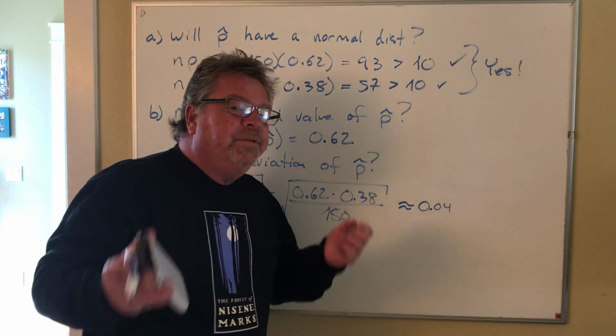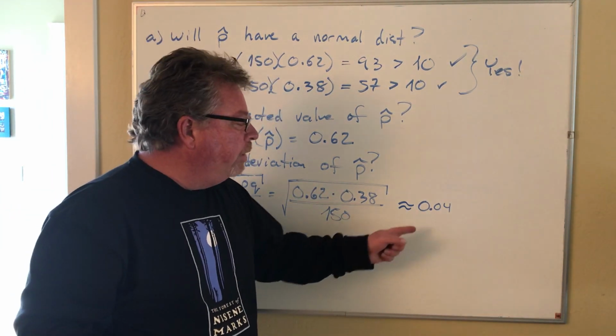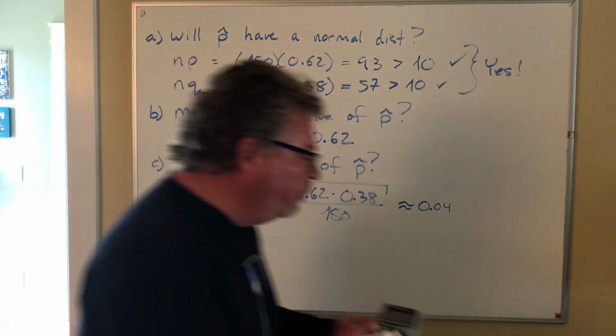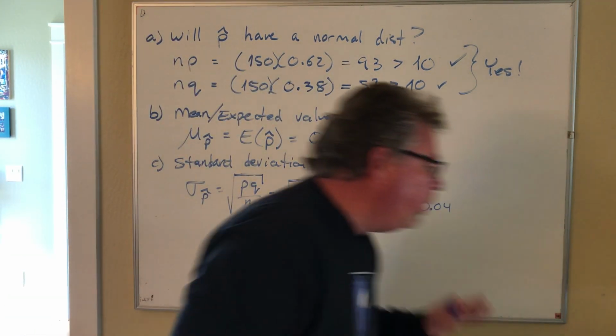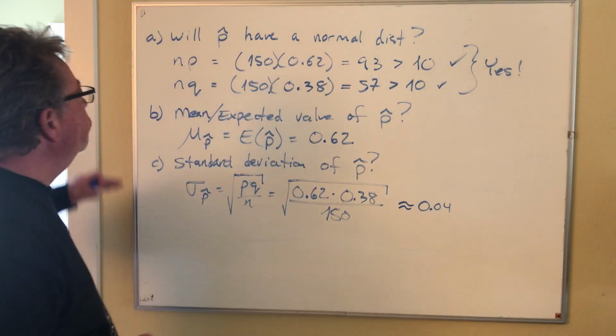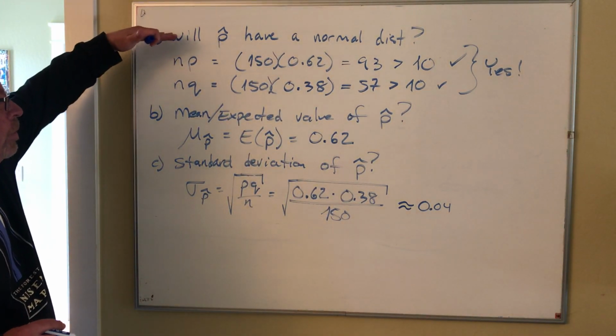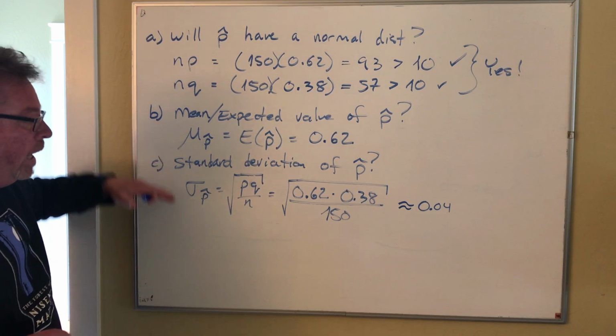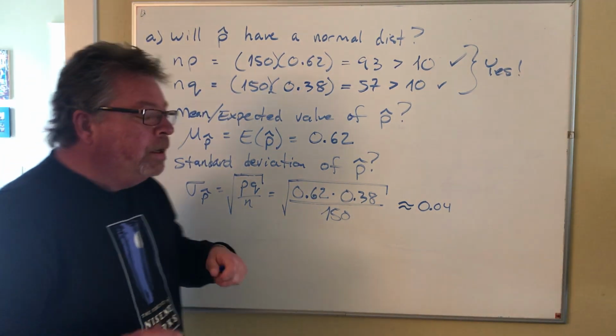A lot of times people ask about, well, where do we round off? We'll talk about that later. So, it's important, but we'll talk about it later. So we know it's going to be a normal distribution. Here's our expected value, or our mean, and here's our standard deviation.